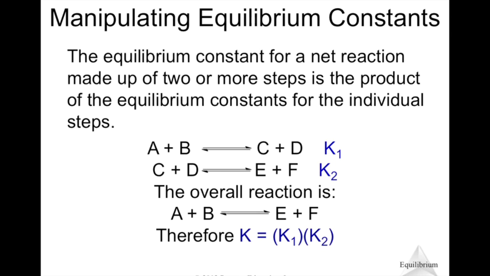Finally, if we were going to figure out a net reaction, if all we had was the individual steps, well, the k of the net reaction is just the product of the intermediate steps. So k1 times k2 equals k for the whole reaction.